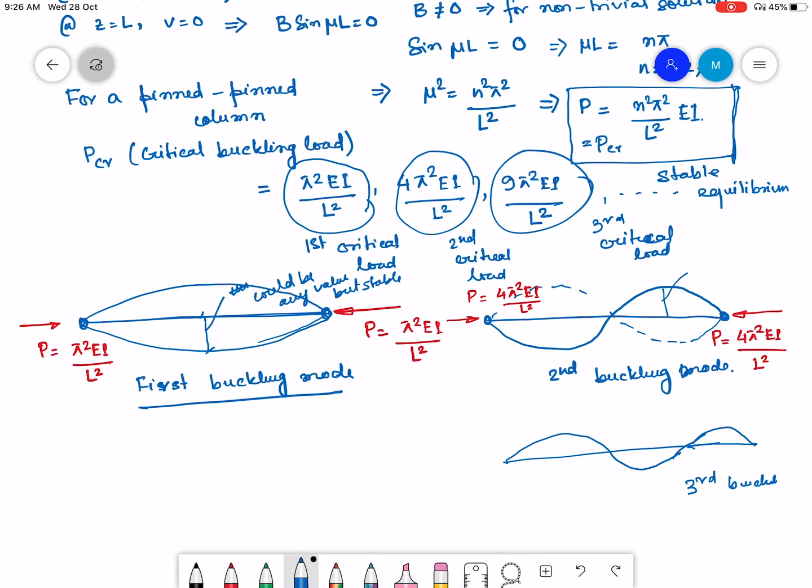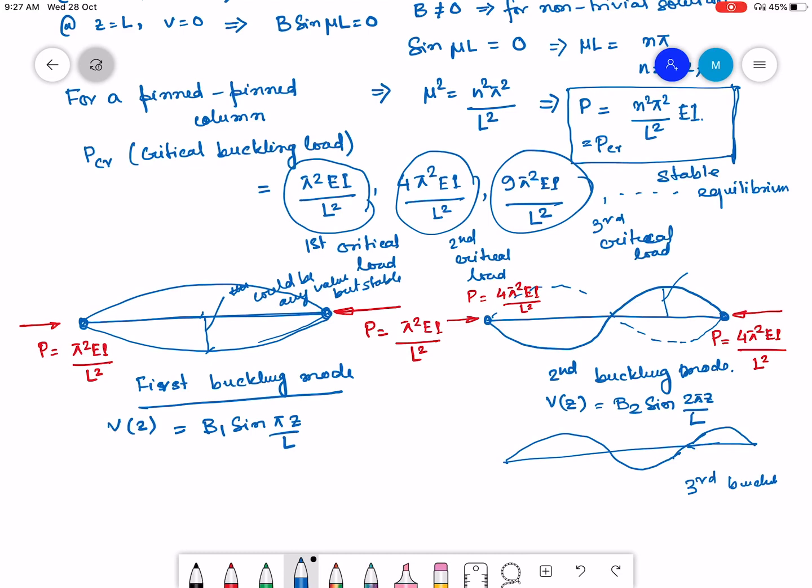Right, so if we try to write down the expression, for the first buckling mode, Vz is going to be some constant B1, or A1 if you want to call it, into sine pi Z by L. And for the second buckling mode, Vz is B2 into sine 2 pi Z by L. So this B1 and B2 are constants which can take any value.